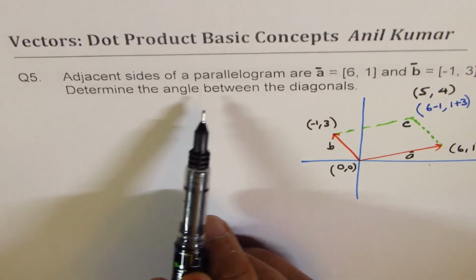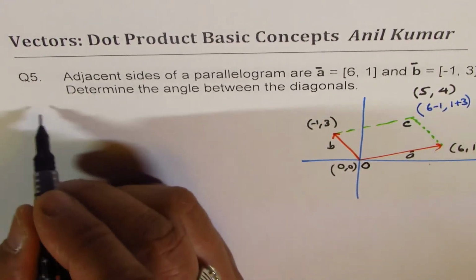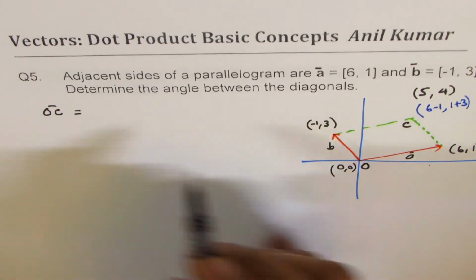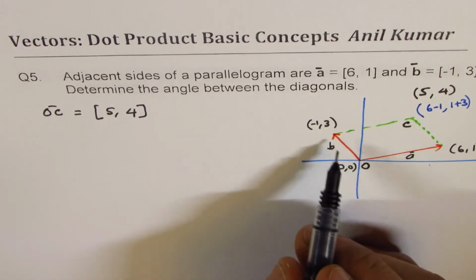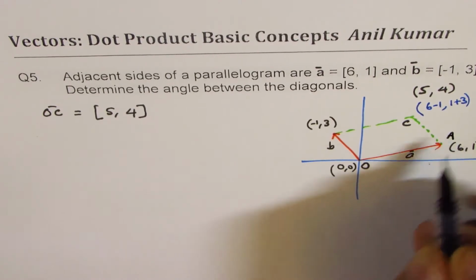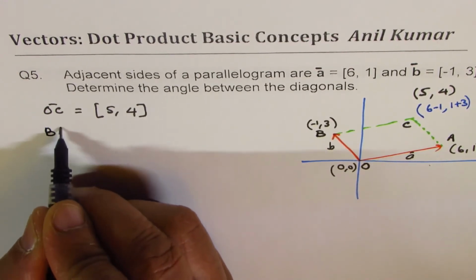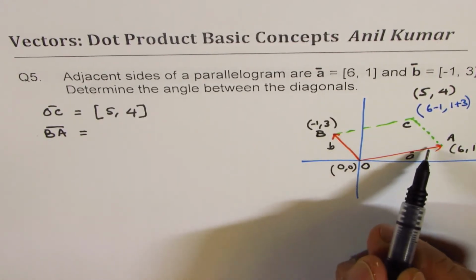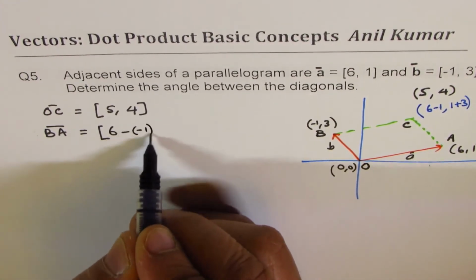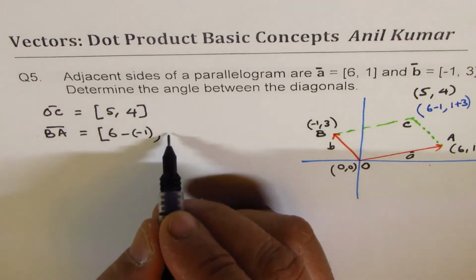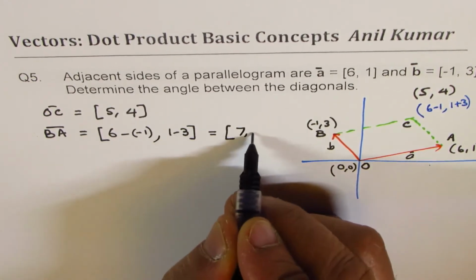Now we need to determine the angle between the diagonals. Now what are the diagonals? Let's say this point is O for us. So diagonal OC is the vector 5, 4. It is from the origin. Let's call this point A and this point B. So diagonal BA is what? What is BA equal to? BA is 6 minus minus 1, and the y value is 1 minus 3, which is 7, and 1 minus 3 is minus 2.